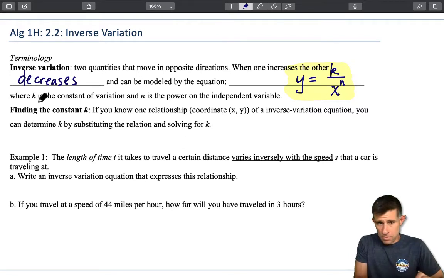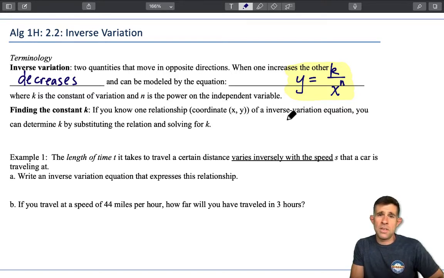Now, k still represents a constant of variation, and n is still going to be the power on our independent variable. And just like yesterday, we're going to be able to find the constant of variation if we know one relationship. We're going to take that ordered pair, that relation, and we're going to substitute it into our general format of that inverse variation, and then we're going to solve for k. Let's take a look at example 1.